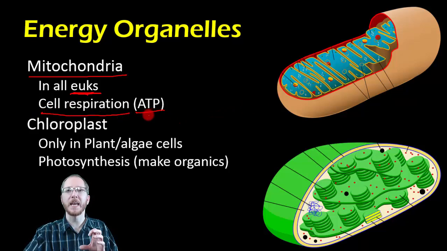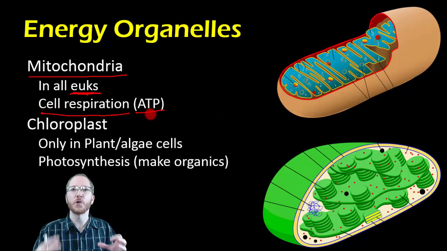That's the process of making ATP, of breaking down food and storing the energy in this energy molecule. That can still be done by prokaryotes, but they have to go about it in a simpler way. So mitochondria, really cool structure, does cell respiration, provides us with ATP.